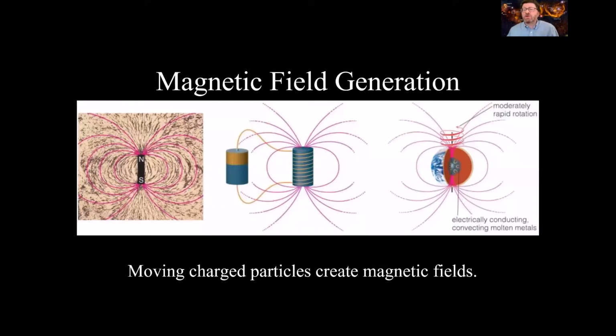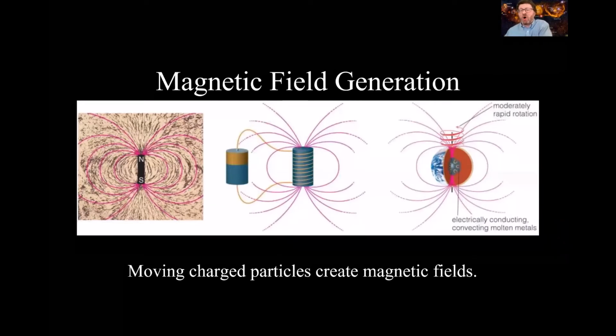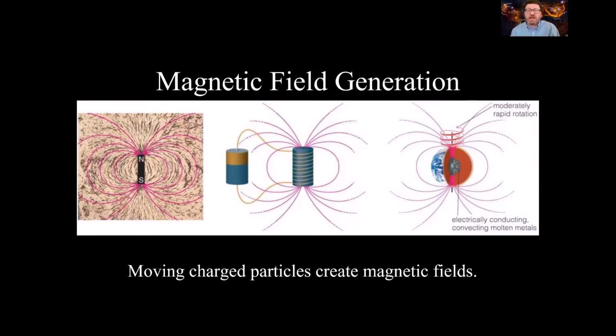In the same way that you saw a moment ago, the iron filings lining up with the magnetic field of that bar magnet, your compass needle will line up with the Earth's magnetic field. Comments and questions on this?